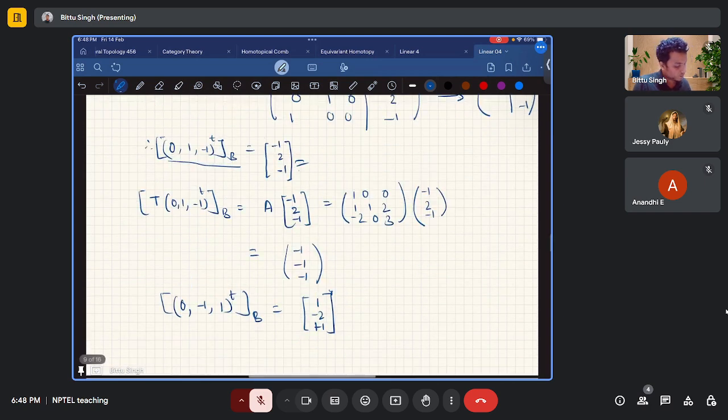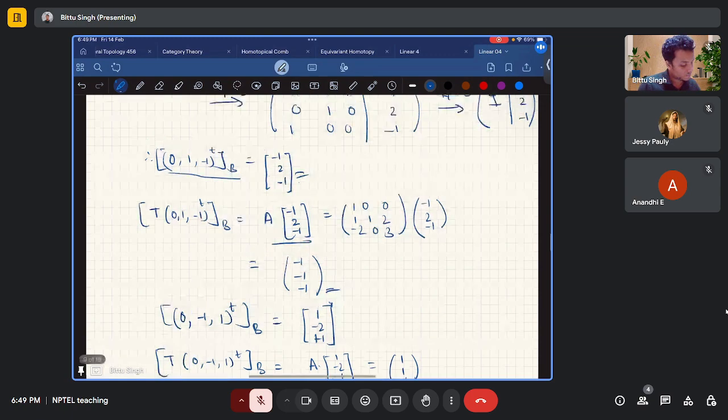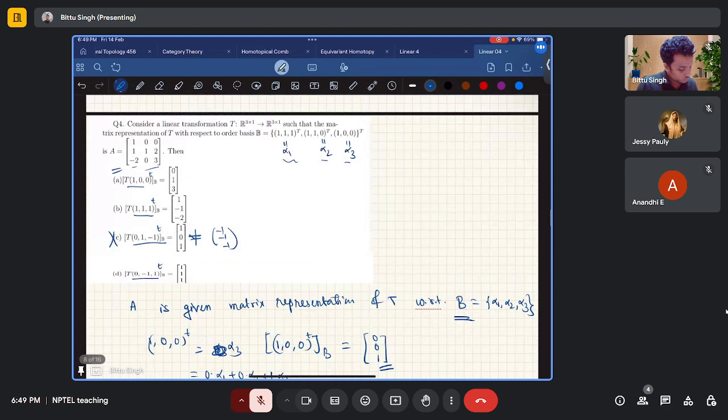So similarly, if we apply T on 0, minus 1, 1 and find the coordinate, it will be simply multiplying A with this coordinate 1, minus 2, 1. But again we know the multiplication. It is just applying a negative sign. So it is plus 1, plus 1, plus 1 because the answer is already obtained. So this is the correct answer. 1, 1, 1.